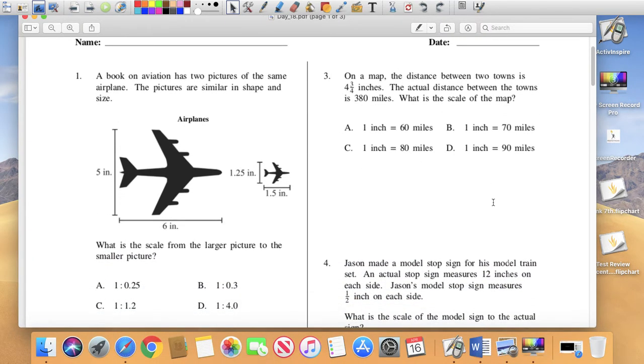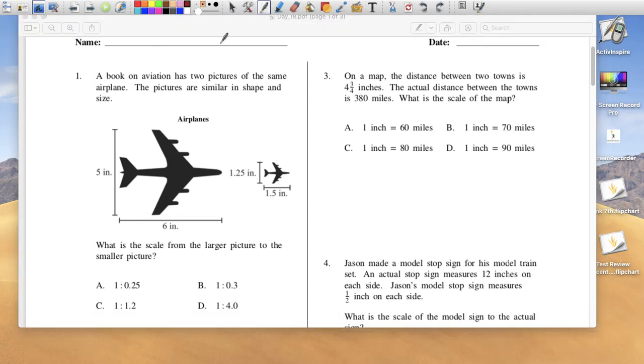Maybe. So question 1. A book on aviation has 2 pictures of the same airplane. These pictures are similar in shape and size. So same airplane, but one is obviously smaller than the other. What is the scale from the larger picture to the smaller picture? Well, what's the relationship here? How does a 6 become 1.5, where 6 times what is 1.5?